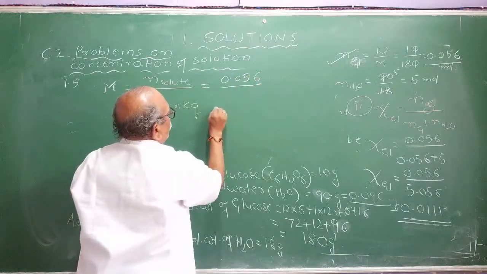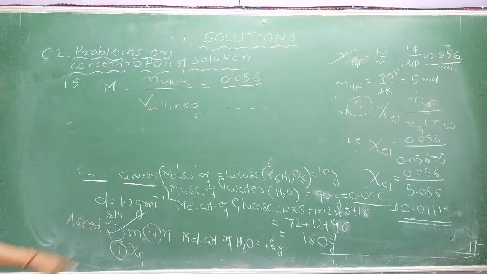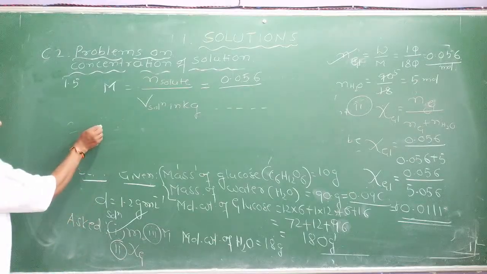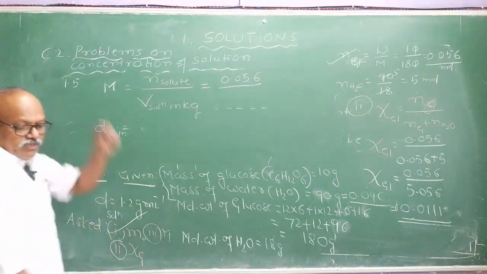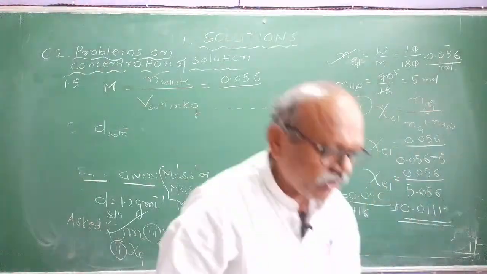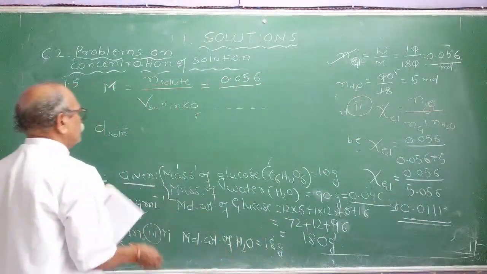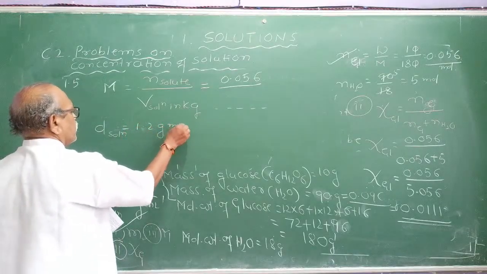0.056. We have to fill in this gap. Volume of the solution. Given density. Third time I am showing you. So the density of the solution is given. Read the question. Already you collected, I rubbed it. What is the density of the solution? So the density of the solution is 1.2 gram per ml.